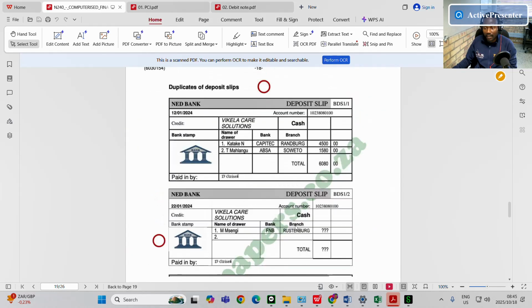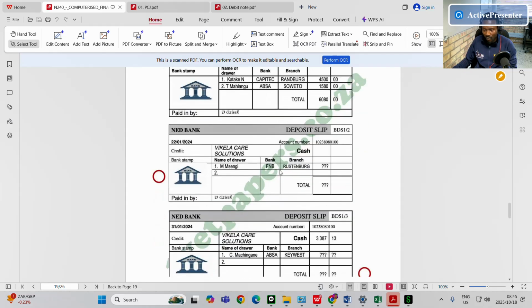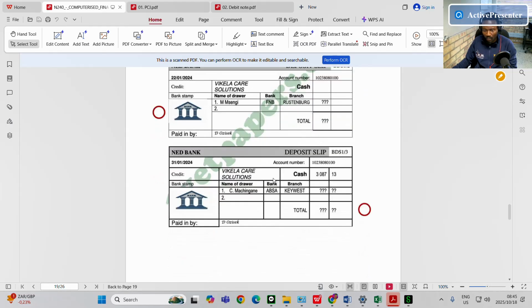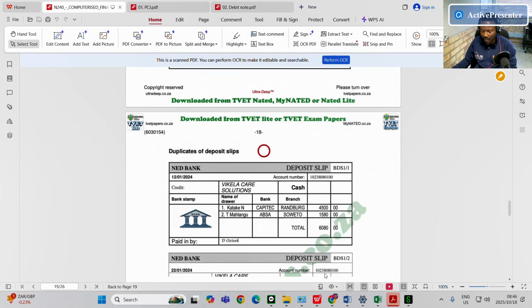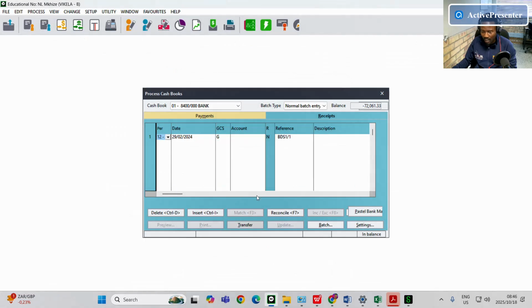I'll be looking at this deposit slip. Even the reference used to record the receipts is the deposit slip. So it's going to be BDS1/1 for these two receipts. And then for Msengi, which is a customer, I believe it's BDS1/2. And then for the last one, for C Machingane, which I think is a customer, it's going to be BDS1/3. Without wasting any further time, let me go straight to the CRJ.